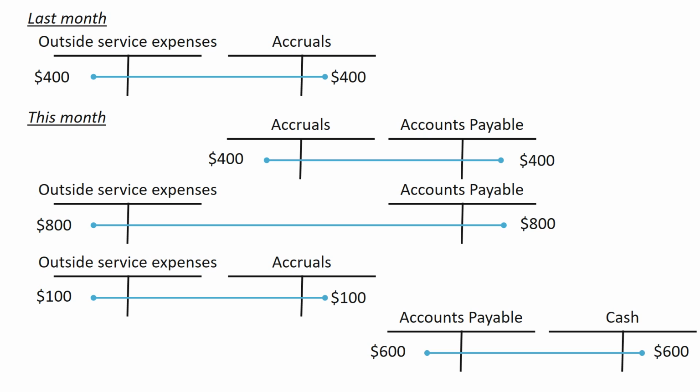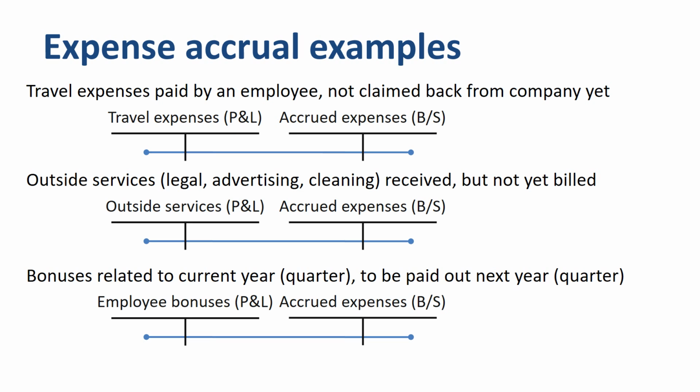At the end of the current month, you have $900 of outside service expenses in the P&L, you have $100 in accrued expenses on the balance sheet, and $600, $1,200 minus $600, in accounts payable related to this vendor on the balance sheet. Hopefully, the finance department of your company is well organized and has a list of usual suspects for accruals, so no material amounts are missed.